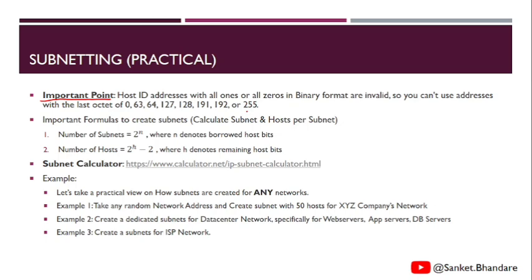An important point to note here is that host ID addresses with all ones and all zeros in binary format are invalid. So you can't use addresses with a last octet of 0, 63, 64, 127, 128, 191, 192 or 255. The IP address for any host can't be any of these values. The last octet should not have these values. If they have these values, then these are invalid IPs.